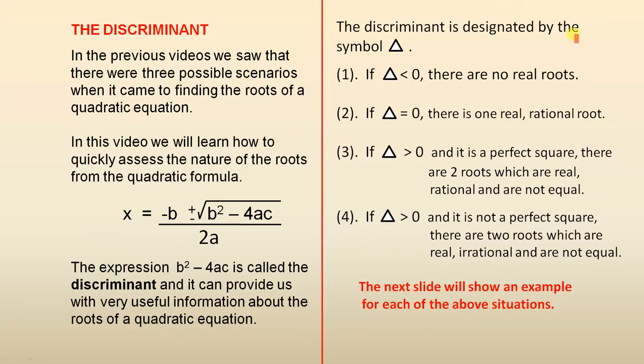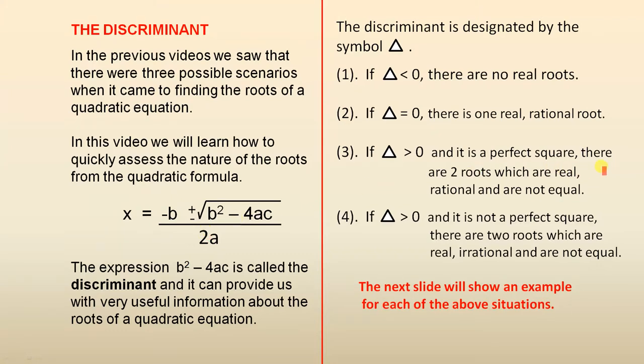The discriminant is designated by the symbol of a triangle. If the discriminant is less than 0, there are no real roots, because we can't find the square root of a negative number. If the discriminant equals 0, there is one real rational root. For example, if that discriminant there is 0, that whole area there is cancelled out, and you just get minus b on 2a, which is one real rational root.